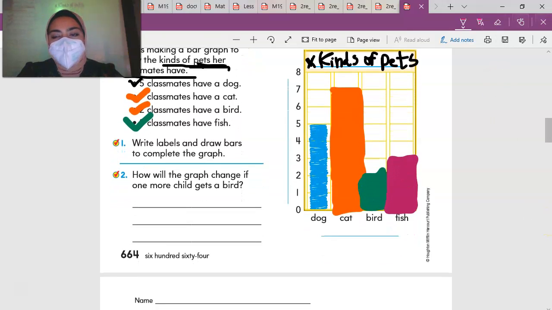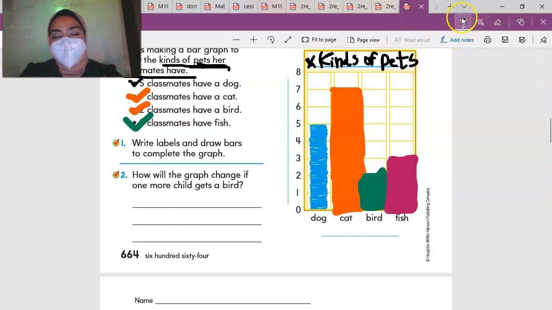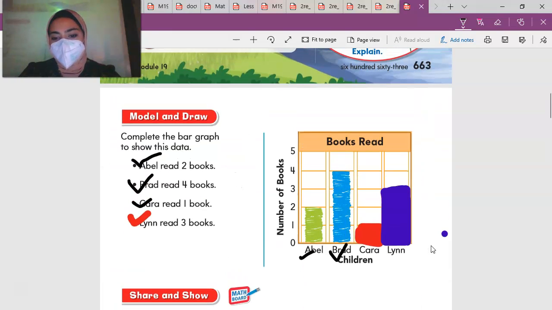All right, now since I filled in my bar graph, I can go back and answer the questions. So write labels and draw bars to complete the graph. So we already did that. We wrote the title is kinds of pets. We filled in the graph. We forgot to fill in here. What are dogs, cats, birds, and fish? What are these? They're pets. They're not just animals, but they're pets. They're not really pets that you see at the, maybe you'll see some at the zoo, but they're pets, right?